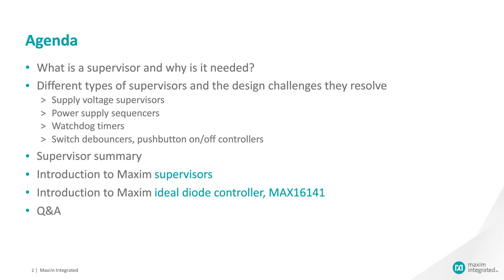First, I'm going to talk about the supervisor and why it is needed in our system. I will introduce several different types of supervisors and the design challenge they resolve. Mainly, there are four types of supervisors. They are supply voltage supervisors, power supply sequencers, watchdog timers, switch debouncers, or push button on-off controllers.